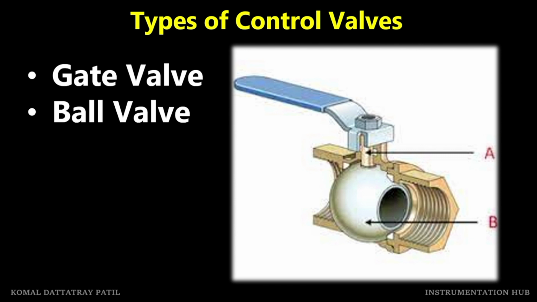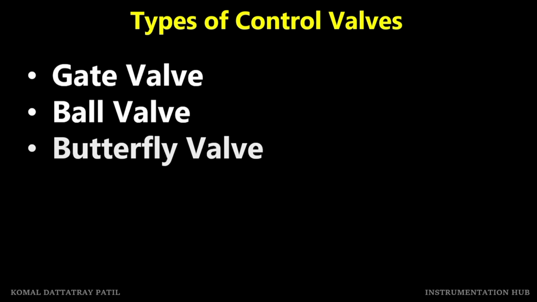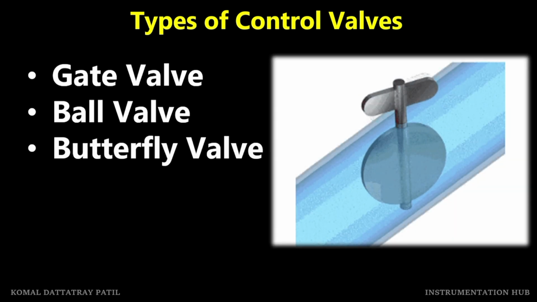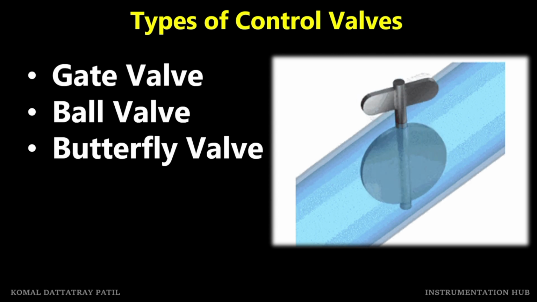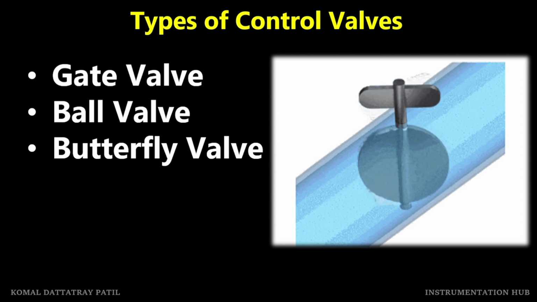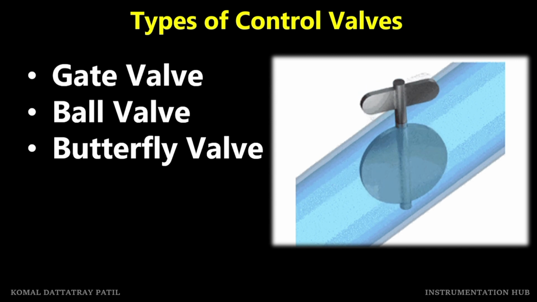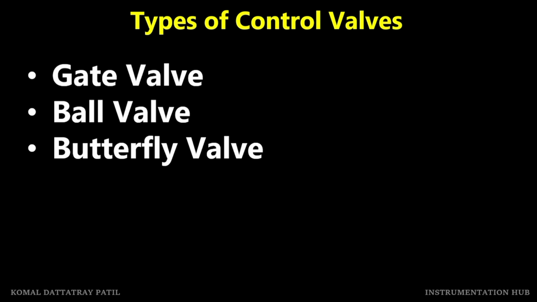The next type is the butterfly valve. Butterfly valves feature a disc mounted on a central shaft. We can control the flow by rotating the disc by a quarter turn. When the disc is parallel, the valve is fully open, and when the disc is perpendicular, the valve is fully closed. Butterfly valves are used in large pipe sizes, which helps to provide a relatively quick shutoff with a small pressure drop.